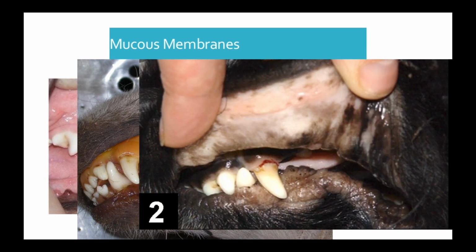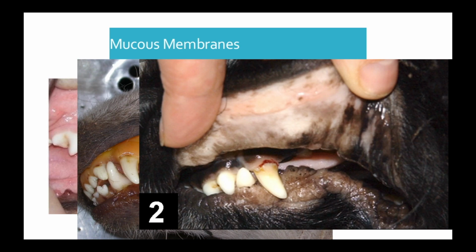And here we go. If I flipped up a lip in the exam room and the dog has quite pale mucous membranes, then I'm going to rush this dog to the back, to the treatment area, because they have some sort of anemia or shock that's happening in their body. So they are not perfusing blood to their mucous membranes very well. Blood is being conserved to the main organs in the body.